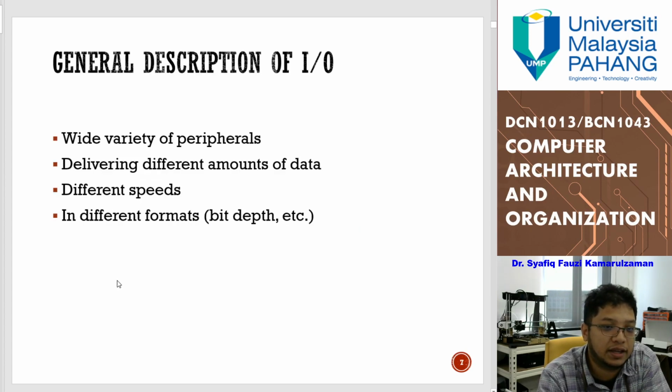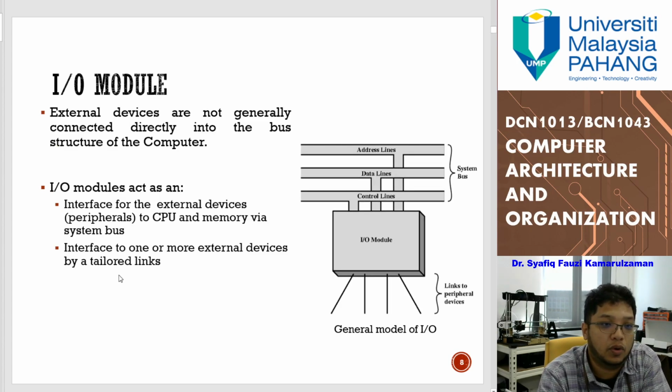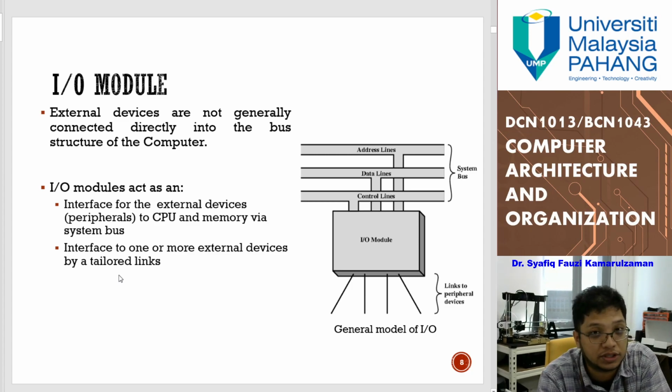Within input and output, we usually have a wide variety of peripherals, and they deliver different amounts of data, have different speeds, and are usually presented in different formats. For example, imaging has a different format than audio. So we need an I/O module to supervise all this information coming into the PC. If not, our CPU will be burdened by all this information coming in.